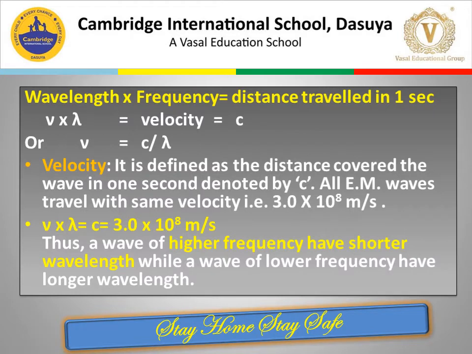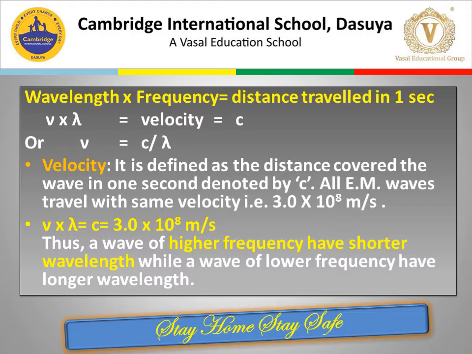Now wavelength is the distance traveled and frequency is cycles per second. So the product of these is equal to the distance traveled in 1 second. That is, nu times lambda is equal to the velocity, or the frequency nu equals c upon lambda. This is how we can find out the frequency.